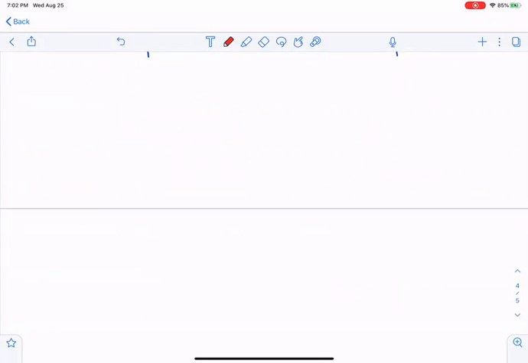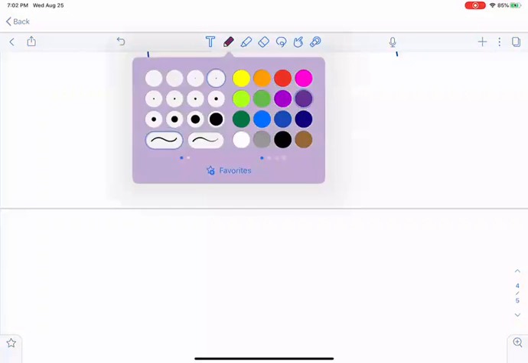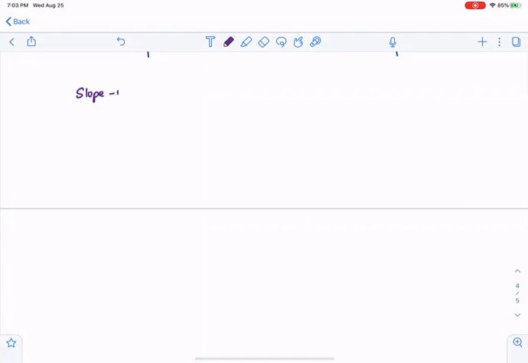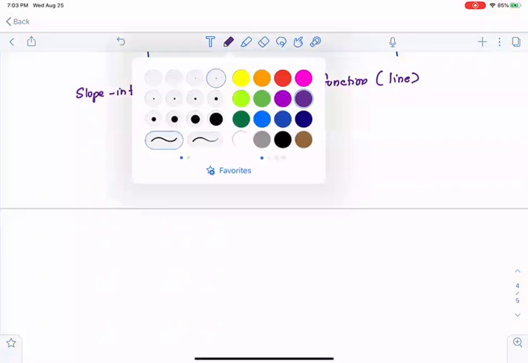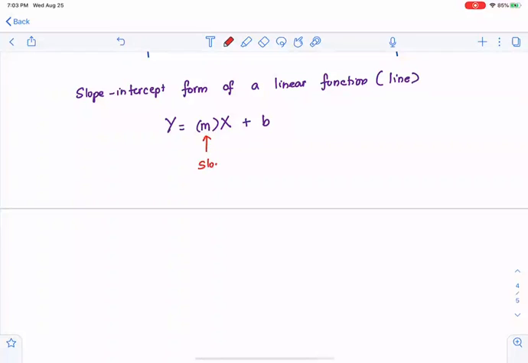So the general or the standard slope intercept form of a line, linear function, is simply y equals m times x plus b, where m is the slope and b is the y-intercept. And we know how to find that y-intercept. We just did it earlier. And slope is what we're going to focus on in this section.